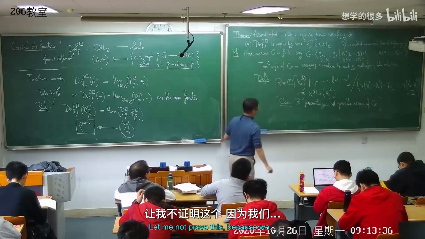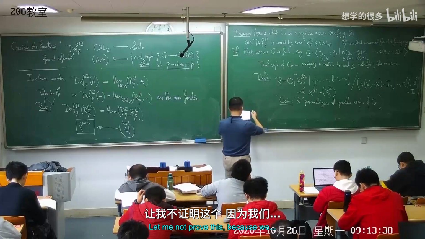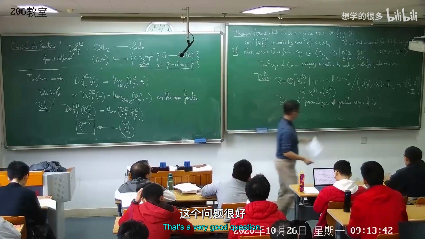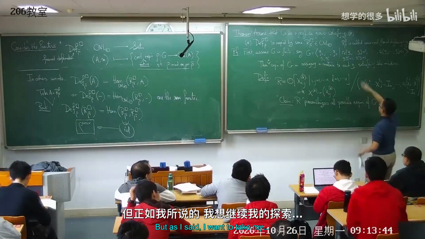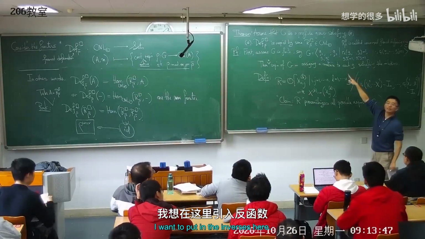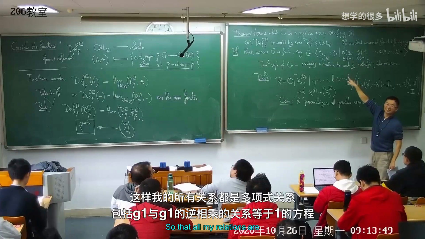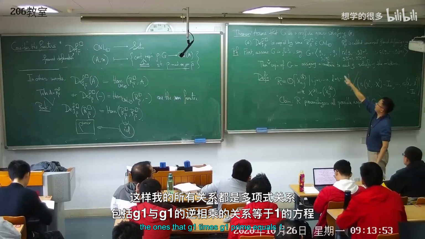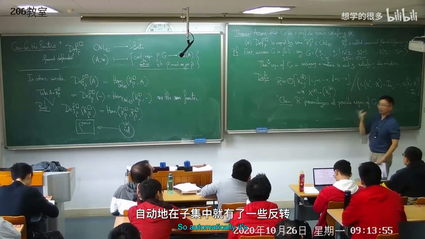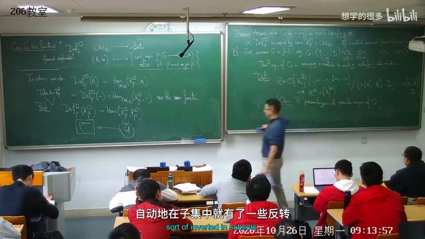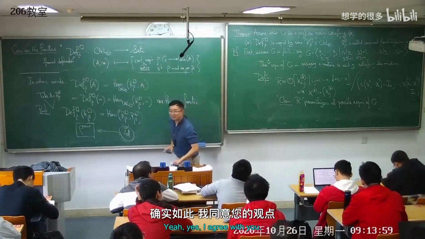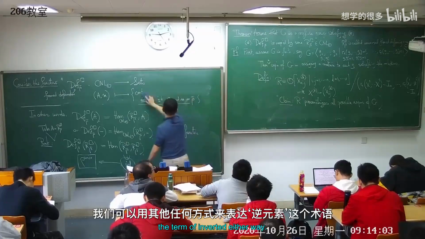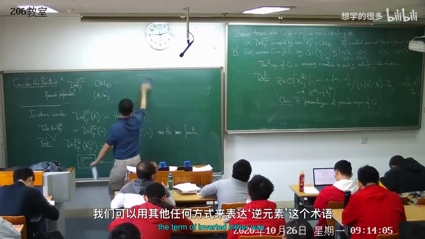Why is that? Well, let me not prove this, that's a very good question. But as I said, I want to put in the inverses here, so that all my relations are polynomial relations, including the ones that g1 times g1 prime equals 1. So automatically it's sort of inverted in some sense. Yes, I agree with you. We could put in the inverted determinant. Either way.